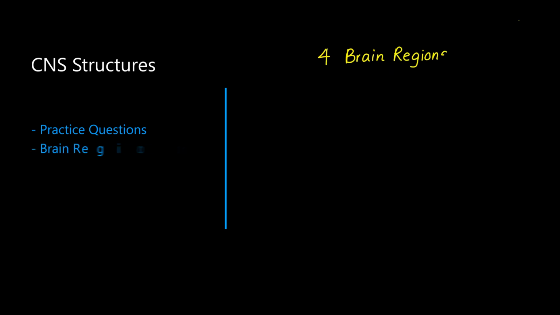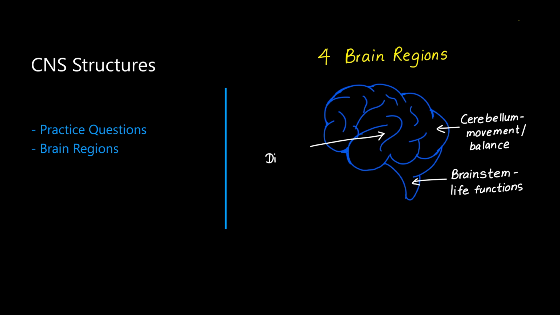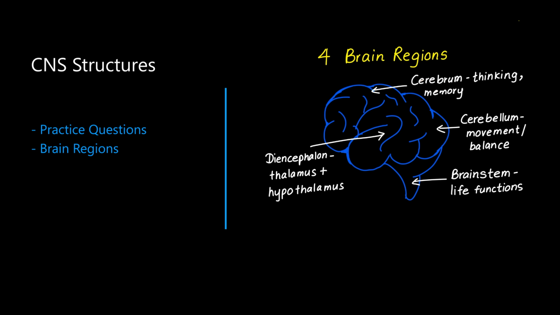The brain has four main regions. The brainstem handles basic life functions. The cerebellum coordinates movement and balance. The diencephalon includes the thalamus and hypothalamus. And the cerebrum is where your higher thinking, memory, and voluntary actions happen. One fact that comes up on exams is that glucose is the brain's only energy source.